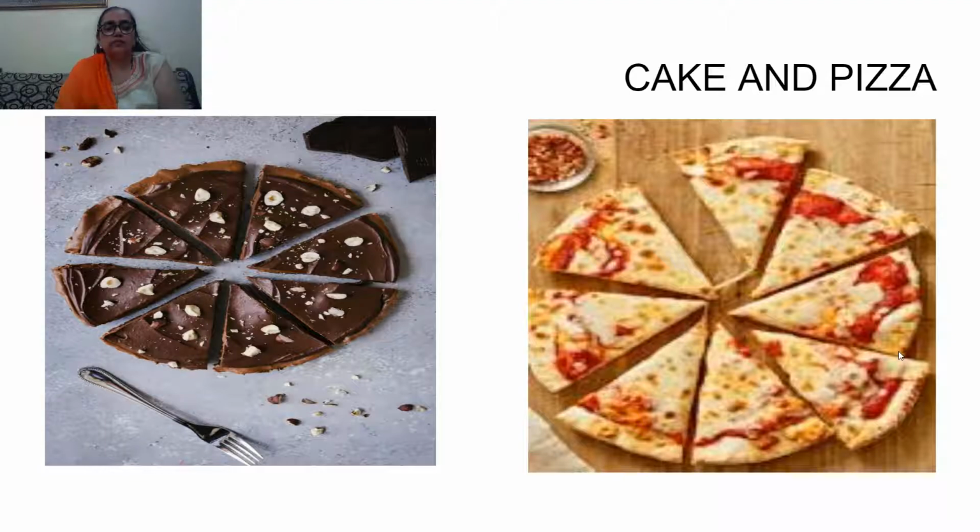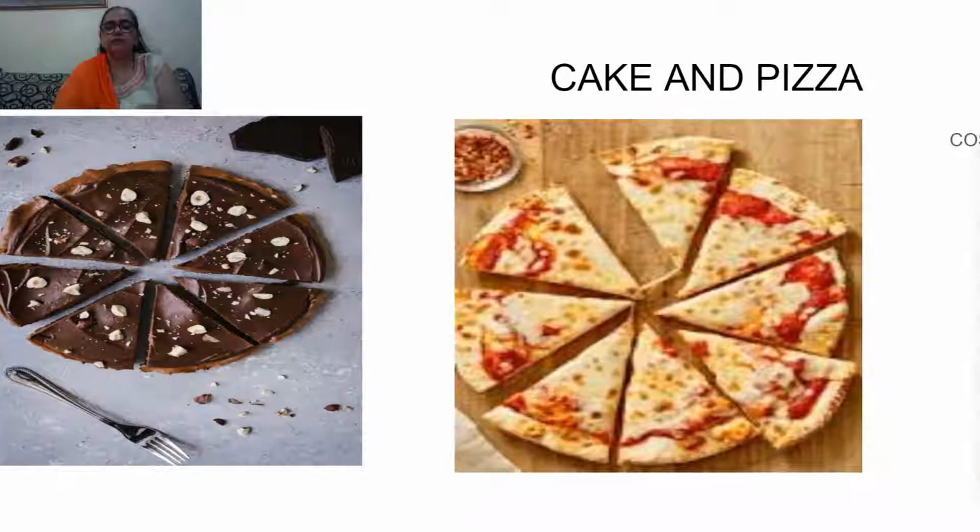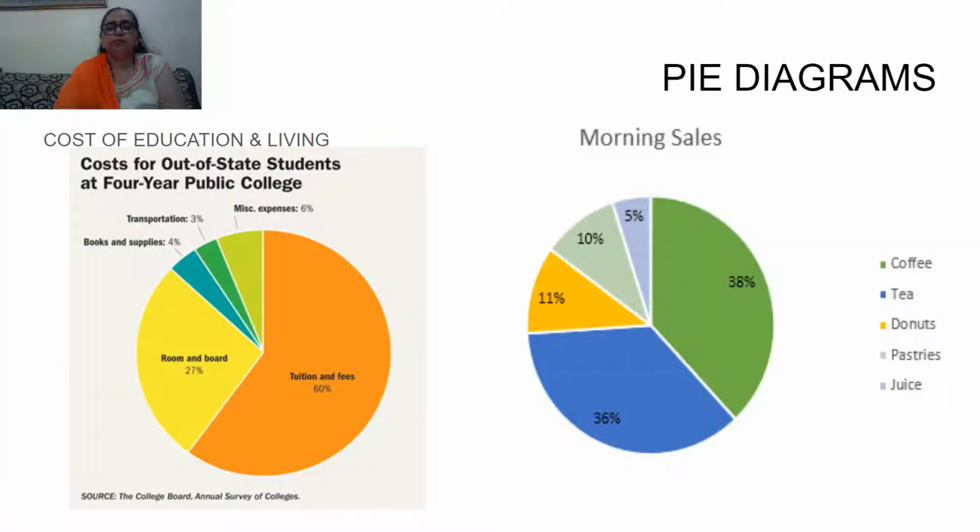These are also some circular objects. The cake and pizza in this, you observe that they are cut through the diameter and they appear to be somewhat triangular in shape. This is a pie diagram of cost, showing the cost of education and living and the morning sales. A pie diagram is a circular diagram showing sectors, illustrating the proportion, and the arc length is proportional to the quantity shown.